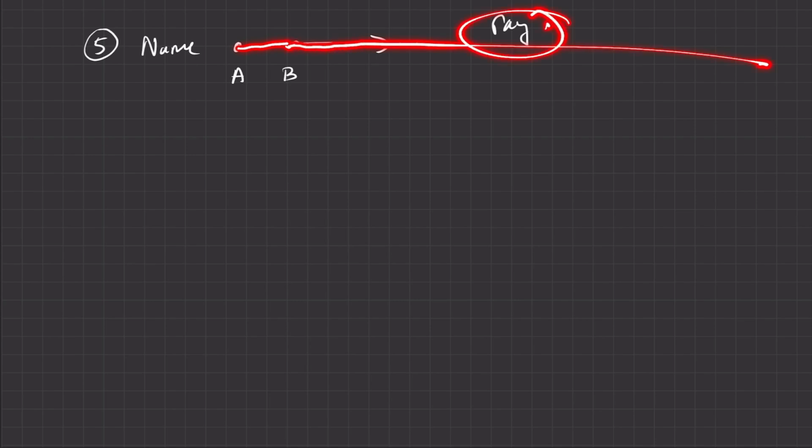Number 5. Let's go ahead and name this. So A, B. What is this object? This is a ray, right? Because it has a starting point and it's going to go towards B and it's going to go towards infinity. So this is definitely a ray.